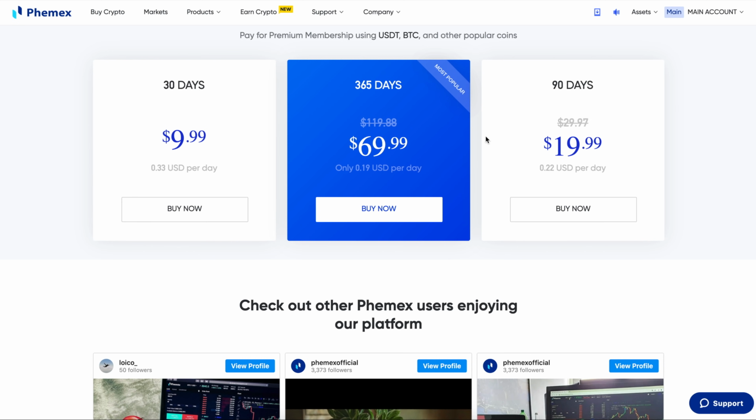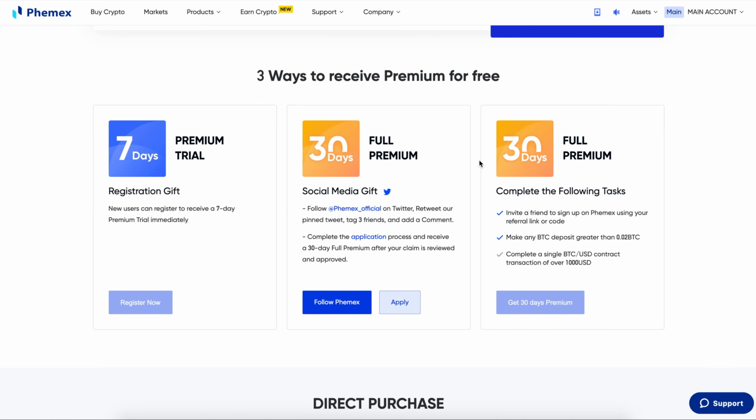So you can come down here, and I do recommend getting one of these different packages, but you can also receive premium for free by doing a few different tasks. You could do the social media gift by following Phemex and completing the application. You can complete the following tasks right here, or you could just do a registration gift, which if you are a new user, you do receive 7 days of the premium trial immediately. So if you've currently registered, then you're actually already receiving that 7-day premium trial as long as you did accept it in the sign up.